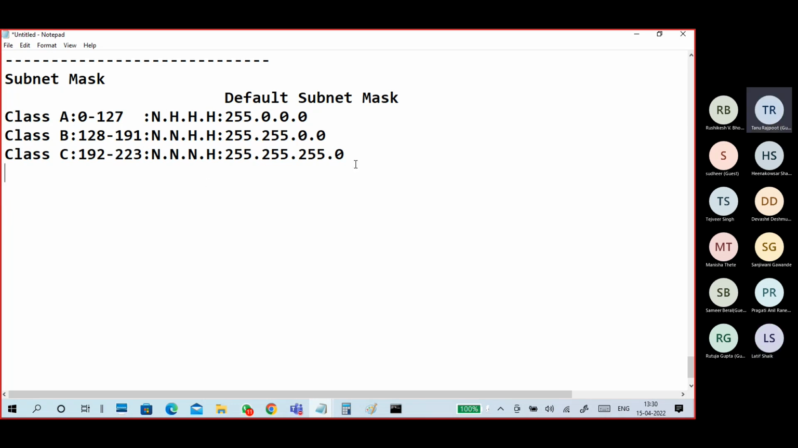Okay, so common: class A, class B, class C. Class A, sorry, default subnet mask is 255.0.0.0. Class B is 255.255.0.0. Class C is 255.255.255.0. Okay.